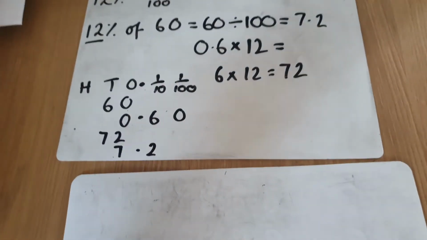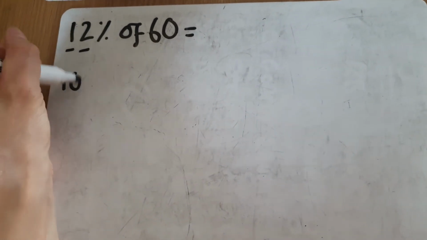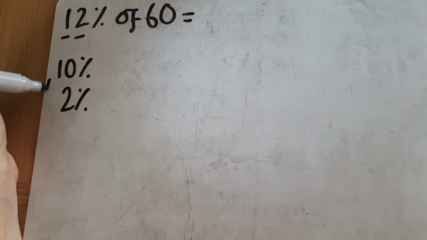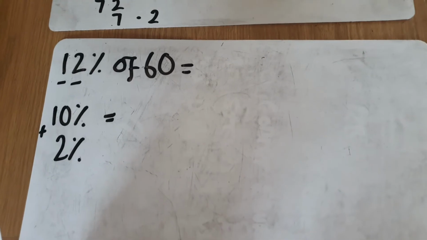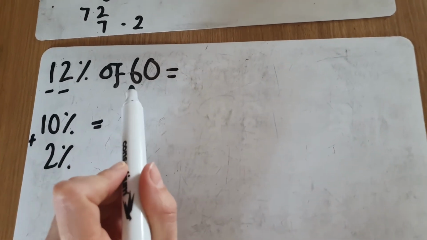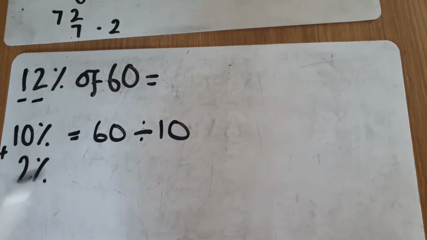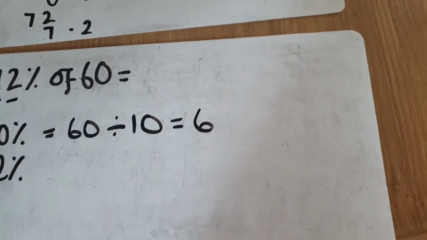So if I write it out again, you can do 12% of 60 equals. So you can find it as two separate parts. So you can find 10% and you can find 2%, and then you can add those two together. Okay, so 10% of 60 is 60 divided by 10. Remember when we learnt this earlier in the week? So 60 divided by 10 equals 6.